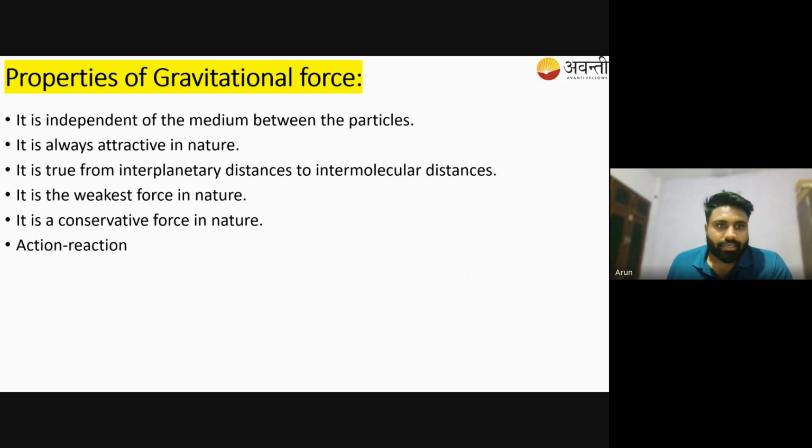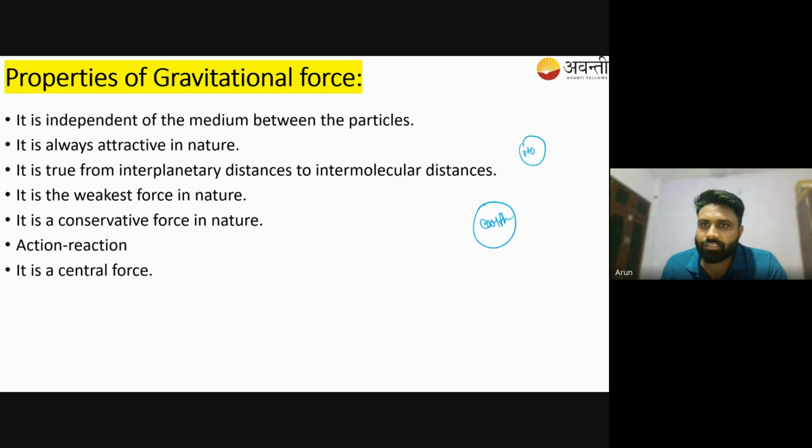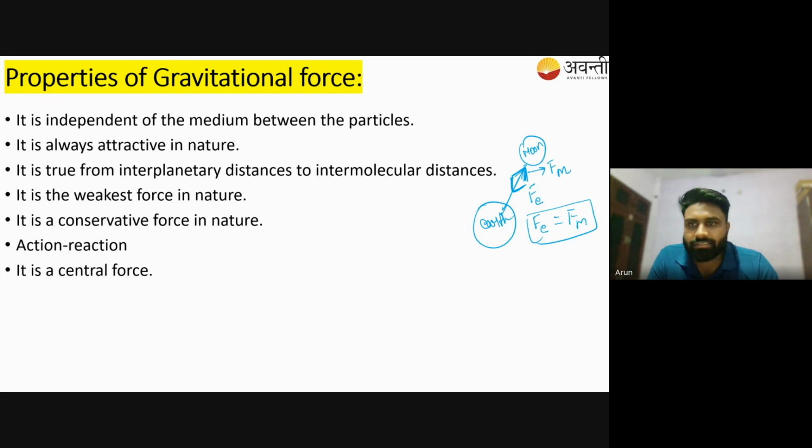The next point here is it is an action reaction pair. If this is the Earth, I'm taking the example of Earth and Moon, and this is Moon. If Earth is applying a constant attraction force on Moon, this is the force applied by Earth. So the Moon will also apply the same force on Earth, which is the force applied by Moon. So we can say that force applied by Earth is equal to force applied by Moon. So this is the action reaction pair, and it can also be understood by Newton's third law.